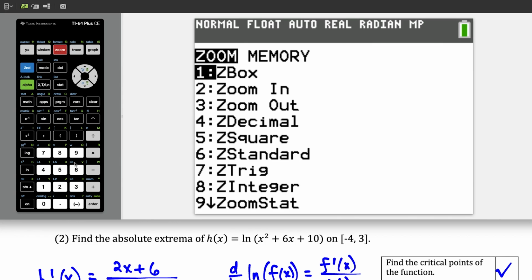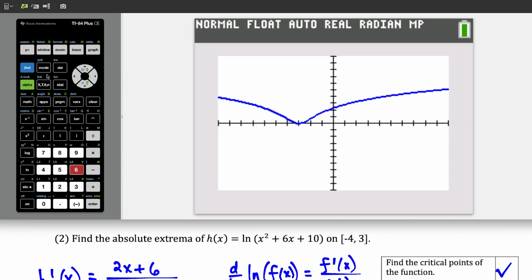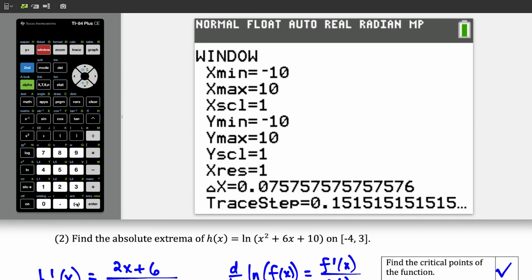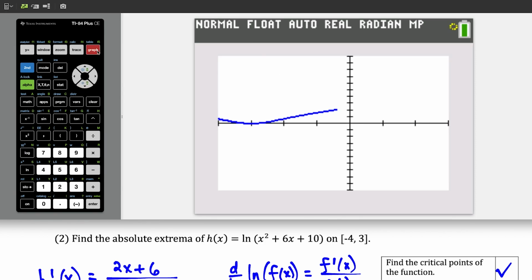So first I'll press zoom 6 just to put the graph back to normal. And I'm going to switch the window here going from negative 4 to 3. And let's see what this looks like. So what we have so far is it looks like our absolute minimum is occurring here at negative 3, and our absolute maximum is occurring at x equals positive 3.